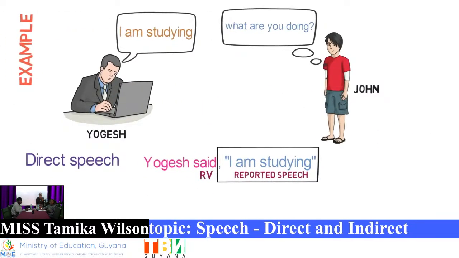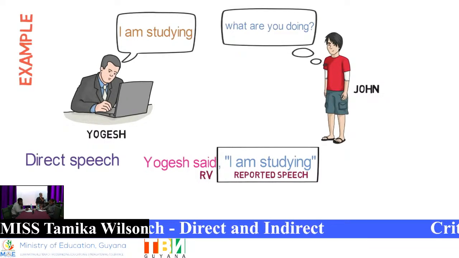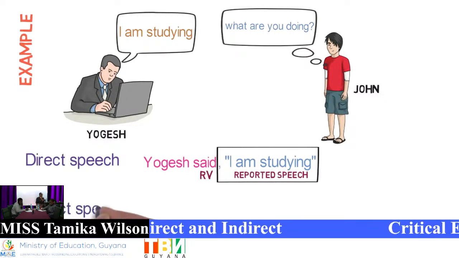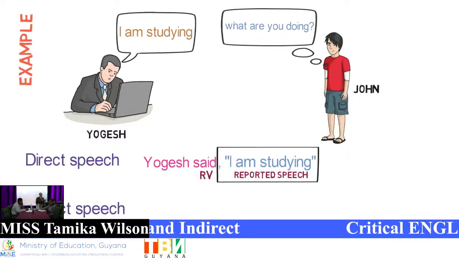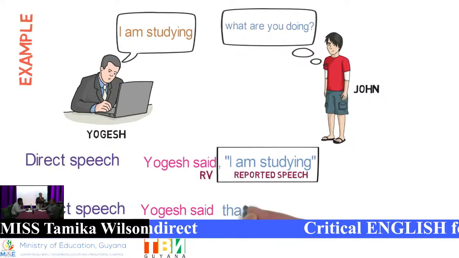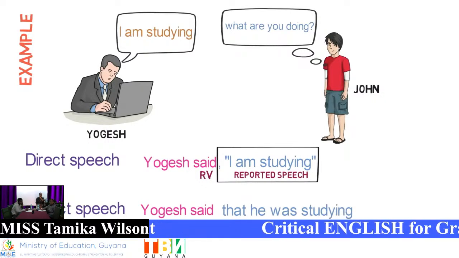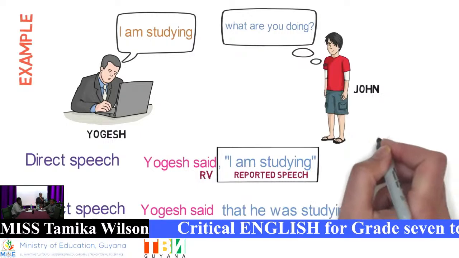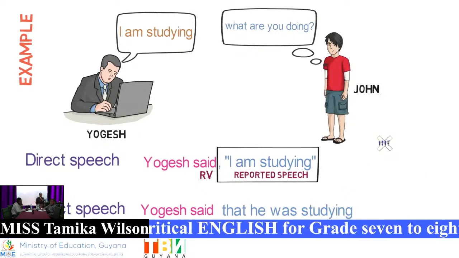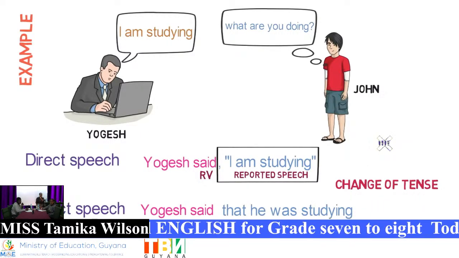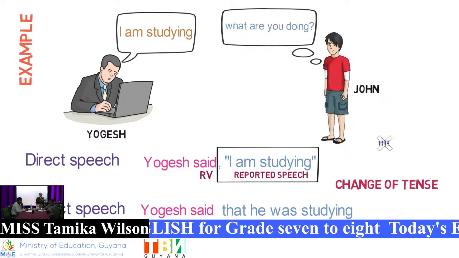We saw that in direct speech we use the words as it is. Yogesh said, "I am studying." Now converting this to indirect speech, it becomes Yogesh said that he was studying. What are the changes that you can identify here? First is removal of inverted commas. Second is change of tense. You can see the present became past tense.